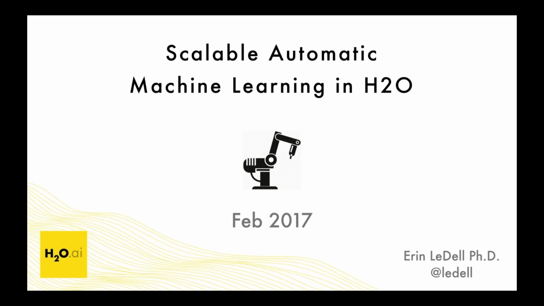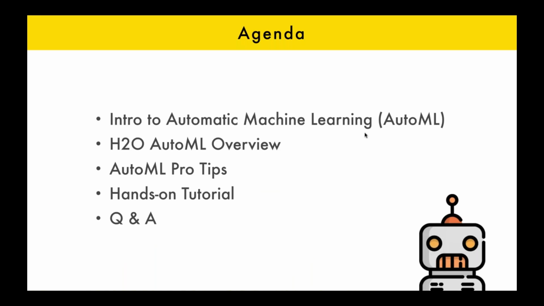Thanks, SK. Welcome to the webinar on Scalable Automatic Machine Learning in H2O. All right, let's get started. So the agenda for today is, first, I'm going to give a general overview about what the field of automatic machine learning, or AutoML, is. And then we'll narrow into what H2O has done in this space. So we have basically software called H2O AutoML, which is part of H2O. And we'll talk about what we have in there.